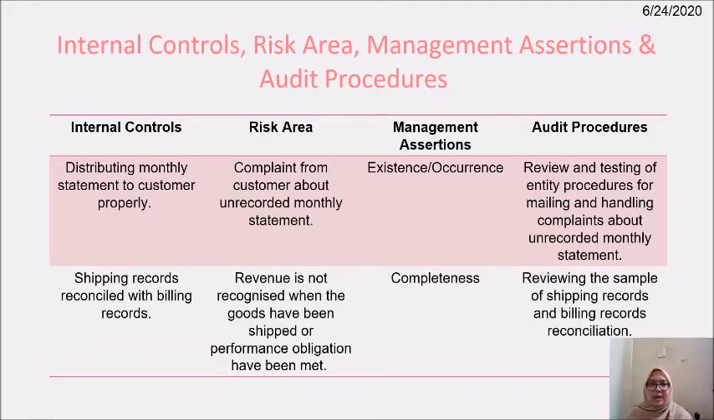Next, shipping records reconcile with billing records. The risk area is revenue is not recognized when the goods have been shipped or performance obligation have been met. So the assertion that involved is completeness, and in order for an auditor to inspect the completeness of the shipping records is by reviewing the sample of shipping records and billing records reconciliation.